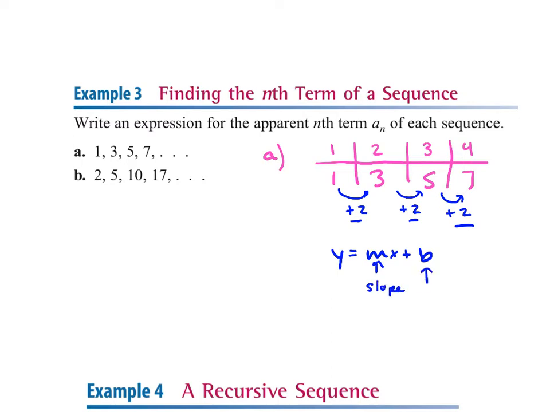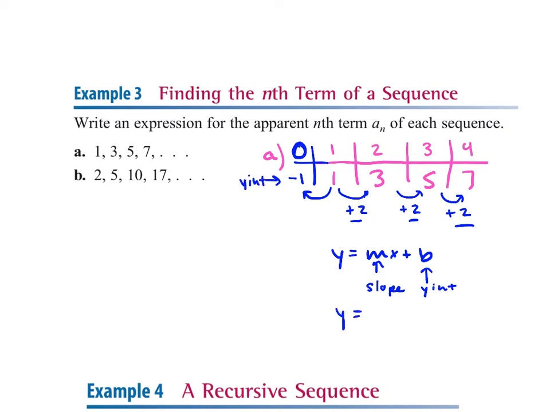So b is our y-intercept, when x is 0. So if we go backwards to this 0 point, what would we have to do to go backwards here? Subtract 2. So what's 1 minus 2? Negative 1. So our y-intercept is negative 1.